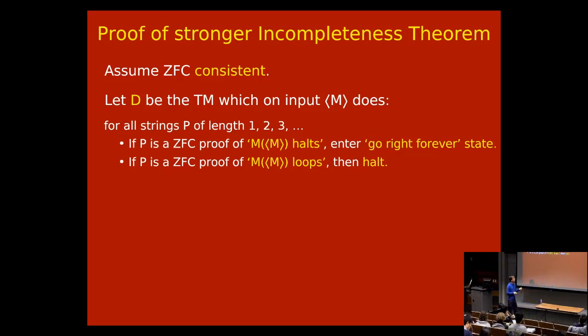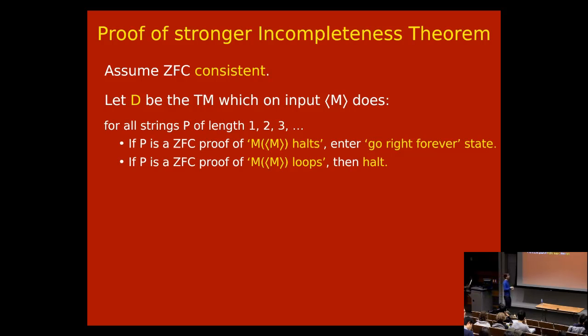So let D be the Turing machine which takes as input a piece of code, or a Turing machine, M. And what does it do? It goes through all strings, and it checks whether it's a valid proof of the statement M halts when run on itself. And if it finds such a proof, it does the opposite. The Turing machine D has some state that just always goes right, write a blank and go right, and come back to the same state. So it enters this trivial go right forever state, which means it gets into an infinite loop. On the other hand, if it finds that P is a proof of M loops, then it halts.